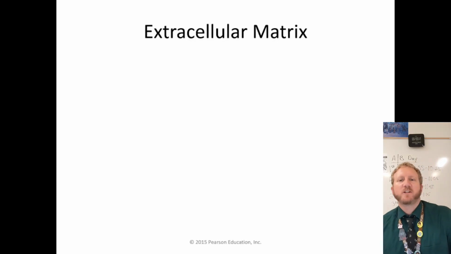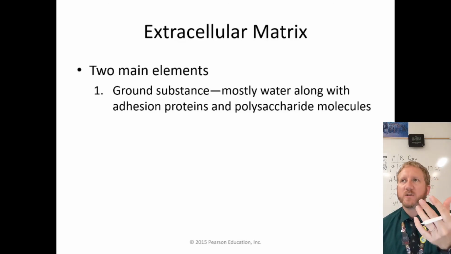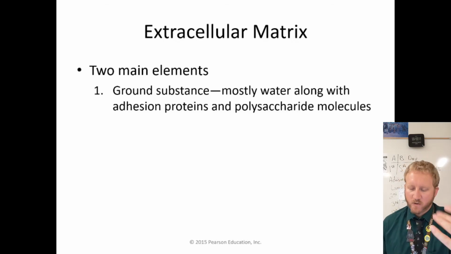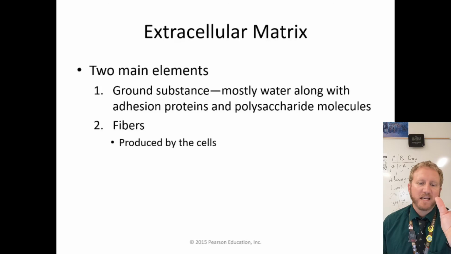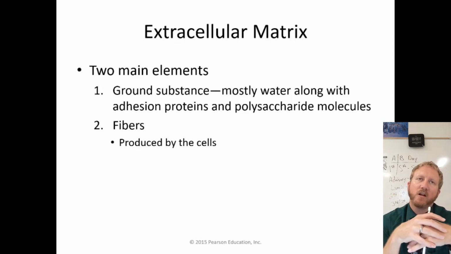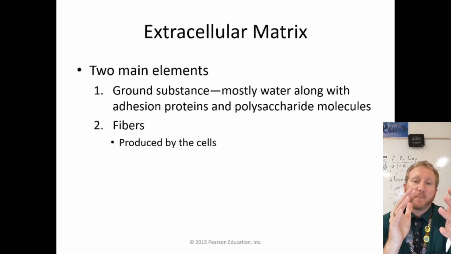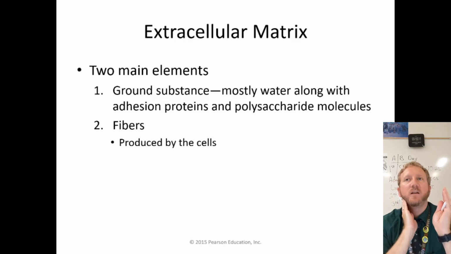So the extracellular matrix has two parts. The first part is the ground substance. That is mostly water with some sort of adhesion proteins to hold things together, and polysaccharides, and fibers. The fibers are produced by cells and act like a network of girders to hold things together. And the fibers in the extracellular matrix are what's going to determine the characteristics of the connective tissue.